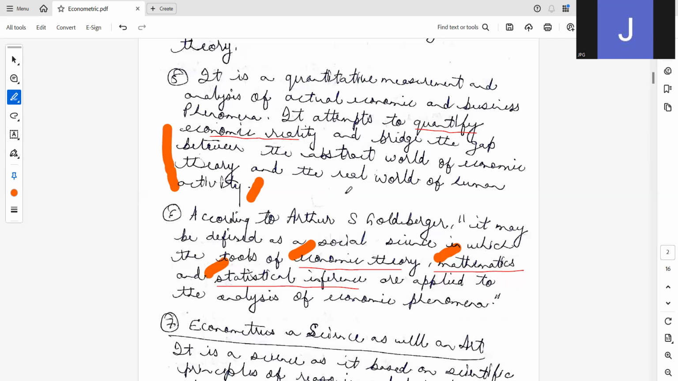Now, how to bridge that gap between the abstract world of economic theory, where things are in the form of an idea, you cannot measure it, but the real world is telling you that here is a human activity and I have to measure it? Right? So the work of econometrics is to bridge the gap between the two worlds.